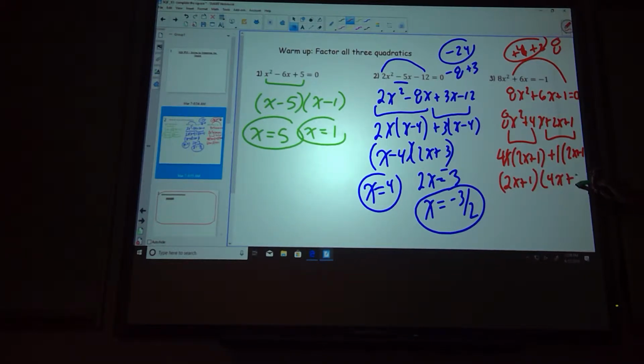Set those both equal to 0 because it was equal to 0. So I get 2x equals negative 1. x equals negative half. There's one solution. And this is going to give me 4x, that's a 4, at least trying to be, equals negative 1. So x equals negative 1/4. Okay, so all things that we've done before.